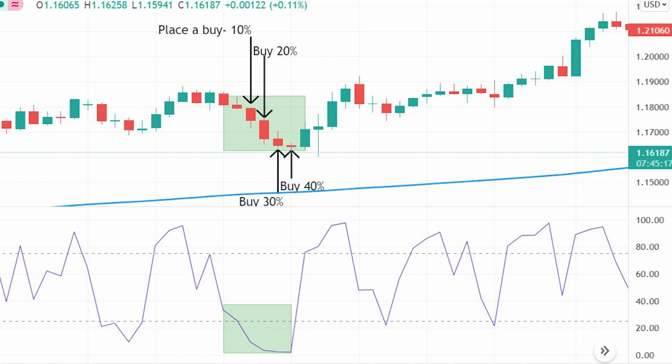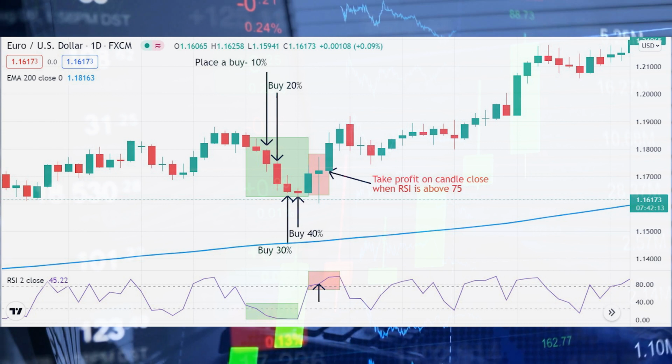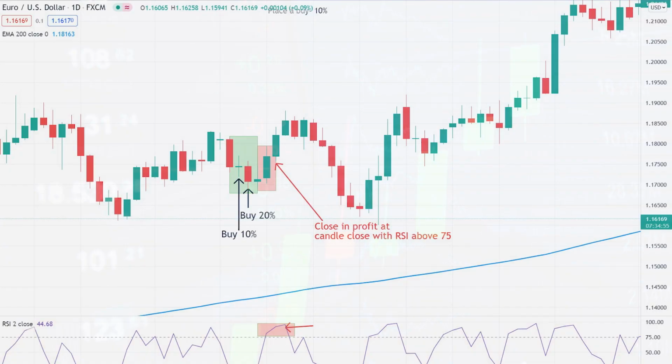Now that we have 100% of our trade set, you close out all of your positions once a candle closes when the RSI travels above the 75 level, taking your profit. Now, you won't always be opening 4 positions. Sometimes you will close your first trade in profit when the RSI reaches above the 75 level. Sometimes you may have 2 or 3 trades open.